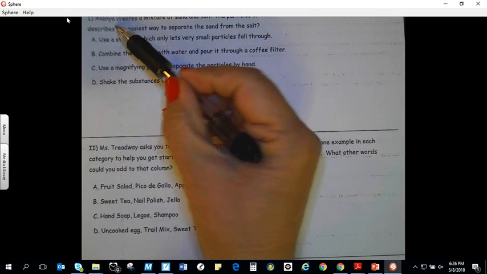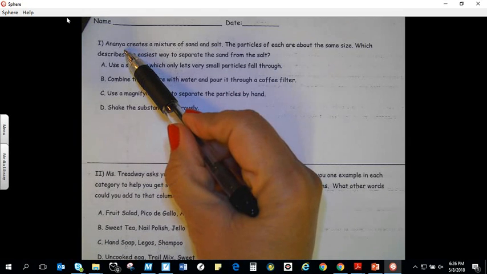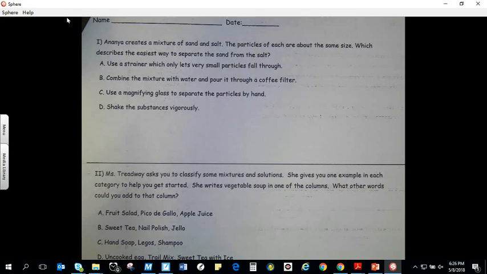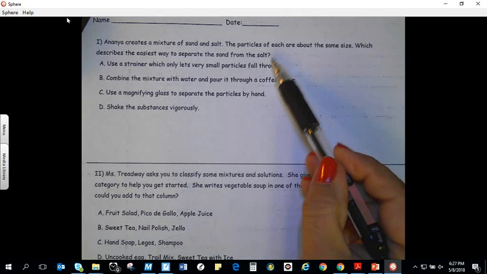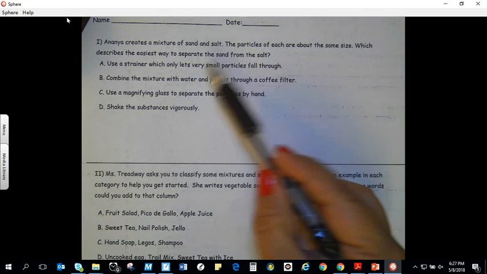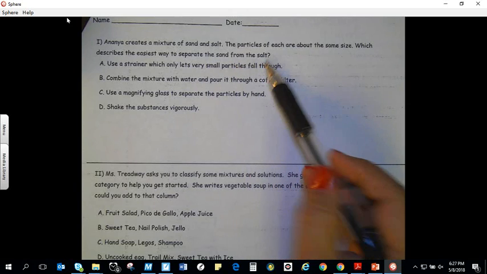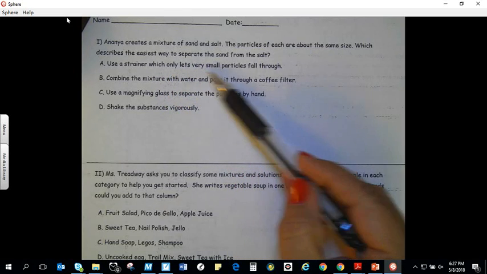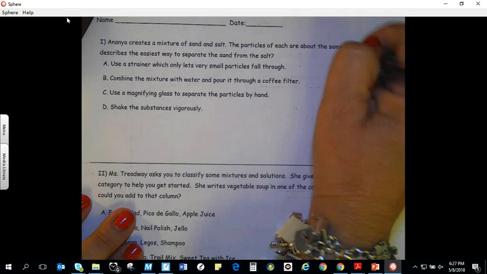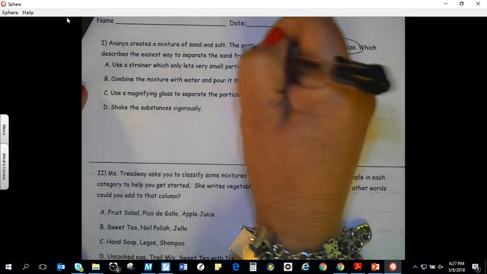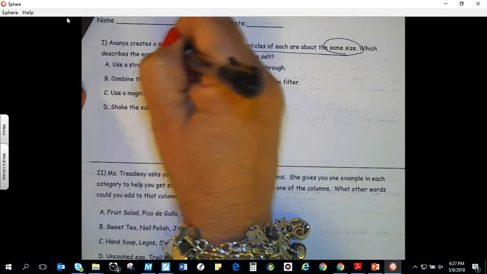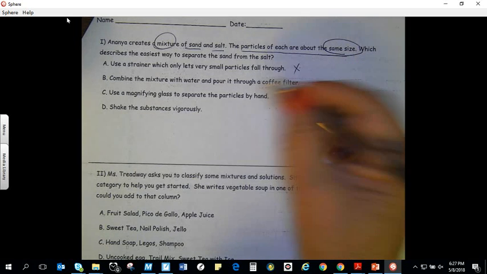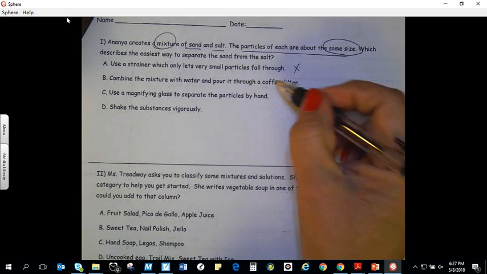All right, let's look at this next one. Ananya creates a mixture of sand and salt. The particles of each are about the same size. Which describes the easiest way to separate the sand from the salt? Does she use a strainer which only lets very small particles fall through? Well, look, the particles are about the same size. She has a mixture of sand and salt, so that won't work.